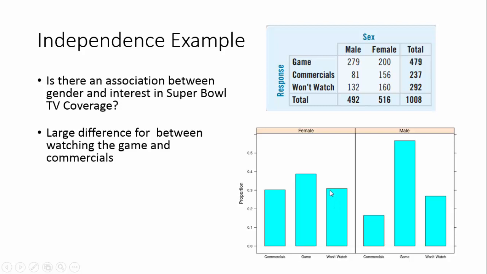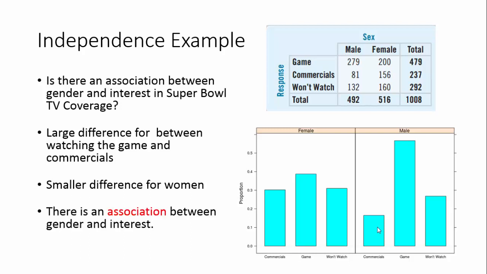It's actually kind of interesting, I think, that the percentage of women and the percentage of men who won't watch the Super Bowl are about the same. They're not that drastically different. So the difference is small here but big here for the males. So there's definitely an association because those two distributions are not the same. The conditional distribution of your response if you're a woman and the conditional distribution of this response given you're a man are very different. And so, not surprisingly, there is an association between these two variables.